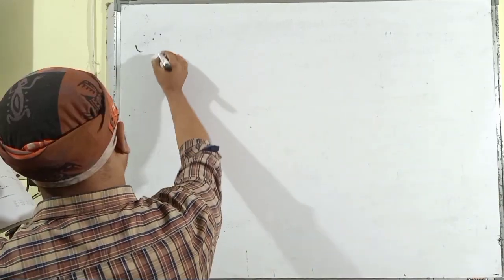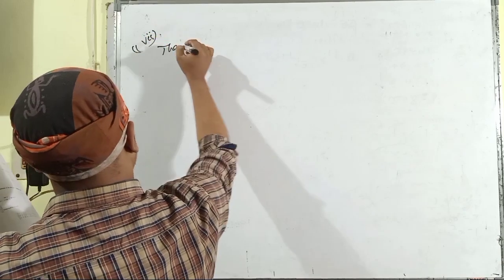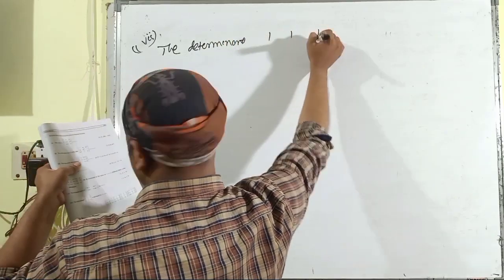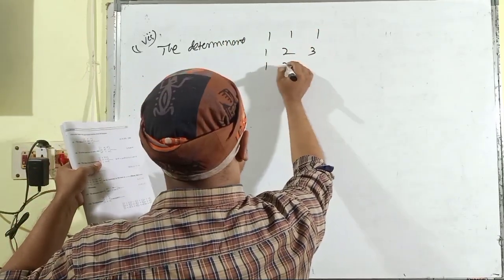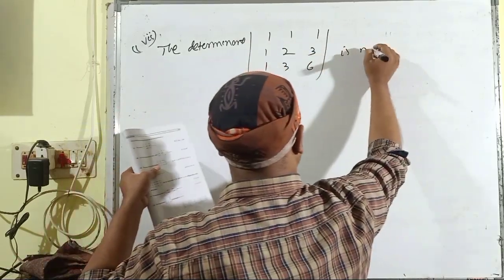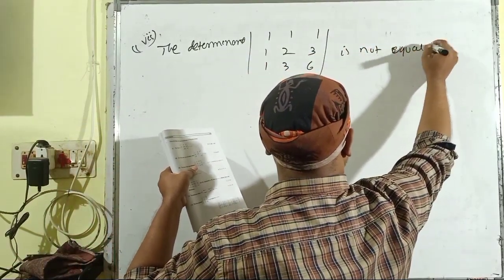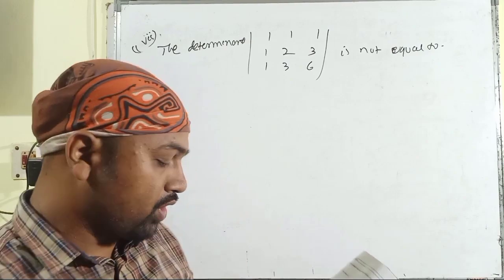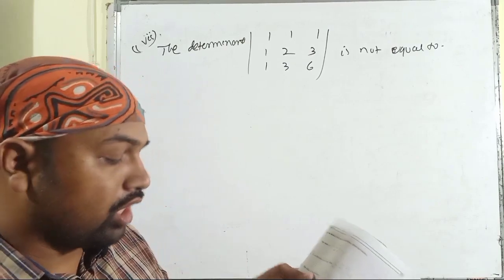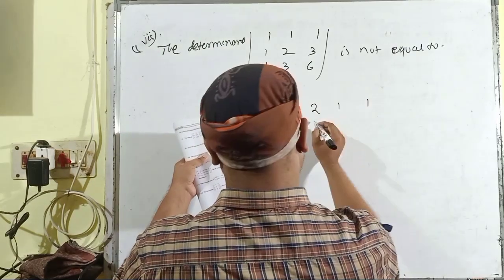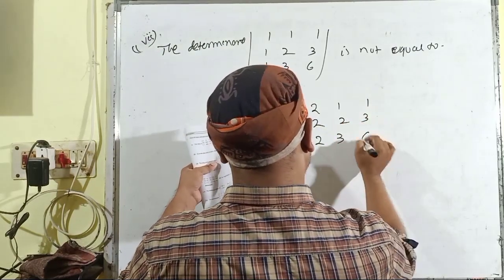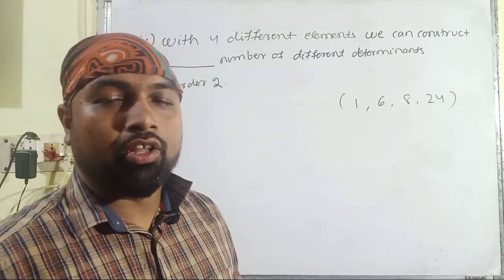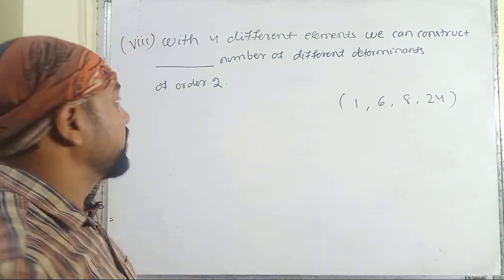The seventh bit: the determinant with rows 1 1 1, 1 2 3, 1 3 6 is not equal to which one? By considering all the properties that we have studied in the previous video sessions, you can get your answer, and this determinant is not equal to the one with rows 2 1 1, 2 2 3, 2 3 6. Just go for the properties. Then coming to the last problem of number 3 of the current video session.